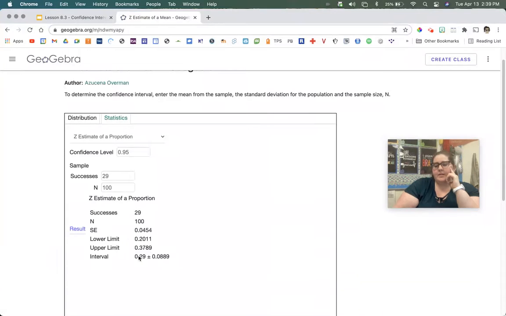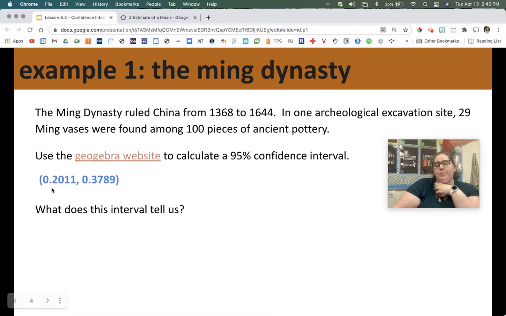And then it also gives me the interval in terms of the sample proportion plus or minus, and this would be the margin of error. But usually you're going to be asked to find just the interval itself, so the lower to the upper limit. So my interval is 0.2011.